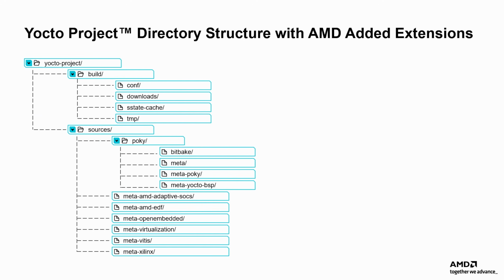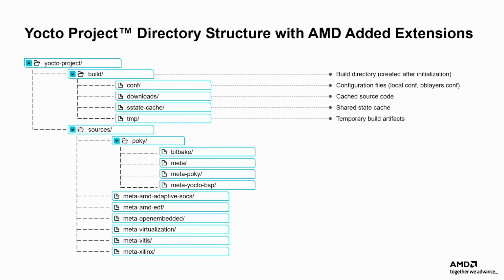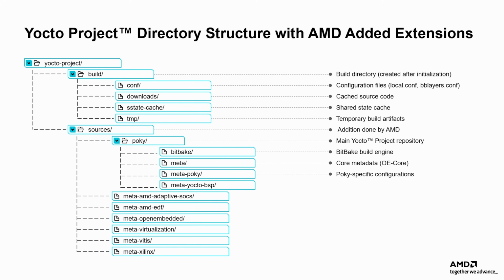The Yocto project has a structured directory layout to manage embedded Linux system builds. The build directory contains configurations, sources, cache, and temporary files. AMD modifies and/or adds to this structure by adding a sources directory. Poky is the main repository, while bitbake holds the build engine. Meta includes core metadata, and meta-poky contains Poky-specific configurations. Meta-yocto-bsp offers reference BSPs, and meta-openembedded adds extra software packages.